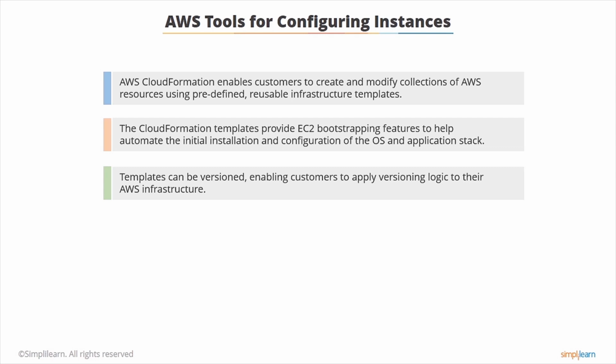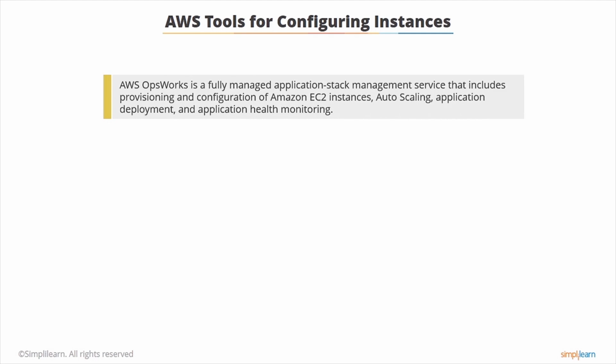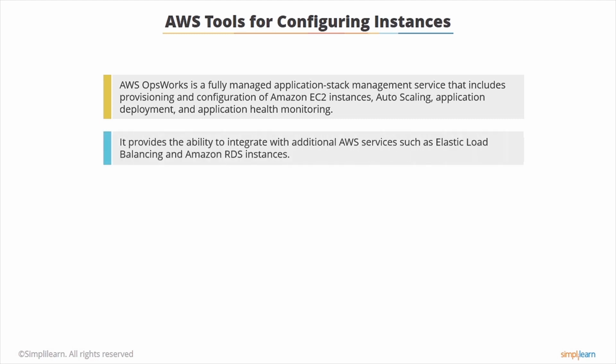AWS OpsWorks is a fully managed application stack management service that includes provisioning and configuration of Amazon EC2 instances, auto-scaling, application deployment, and application health monitoring. It also provides the ability to integrate with additional AWS services, such as Elastic Load Balancing and Amazon RDS instances.